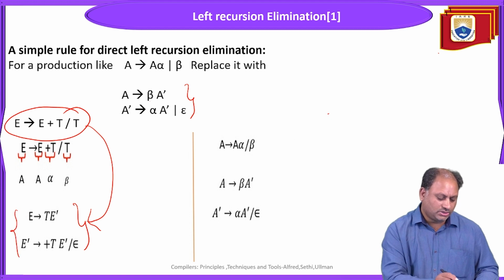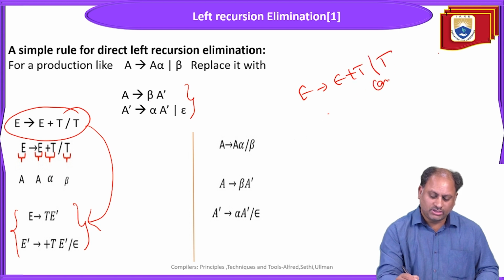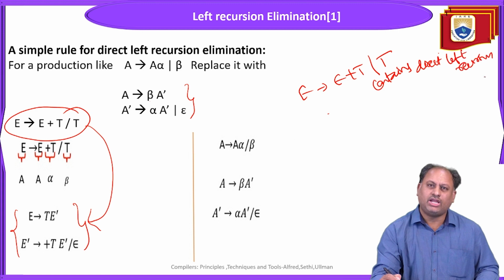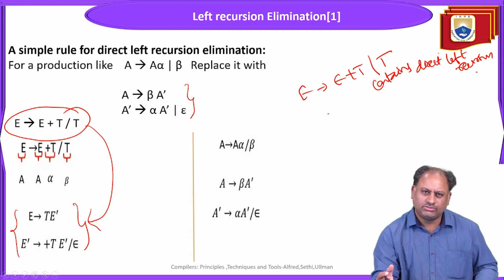That means instead of E derives E plus T, which contains left recursion, direct left recursion, here we will see what is direct and indirect. Sometimes the recursion exists indirectly also. Next we will see indirect left recursion, how it exists. We will take one example also.